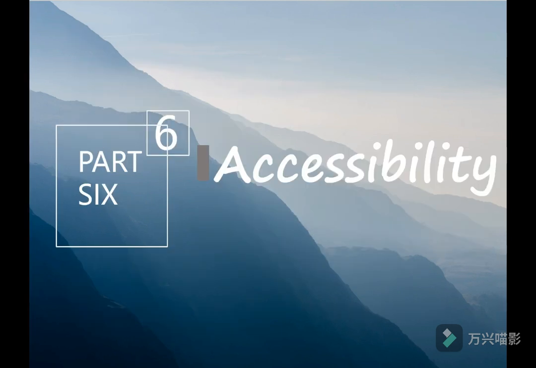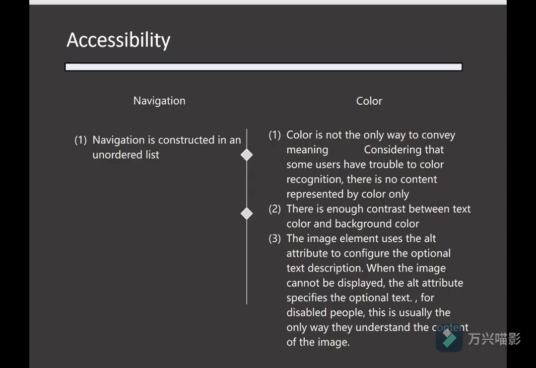And next, I will introduce part 6, accessibility. It mainly contains 4 sections. The first one is the navigation. Navigation is constructed in an ordered list. And next is the color. 1. Color is not the only way to convey meaning. We consider that some users have trouble with color recognition, so there is no content represented by color only.